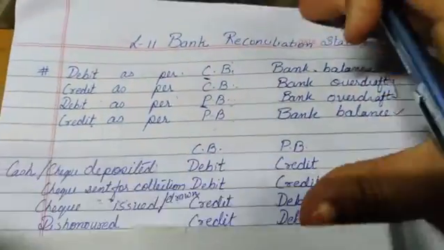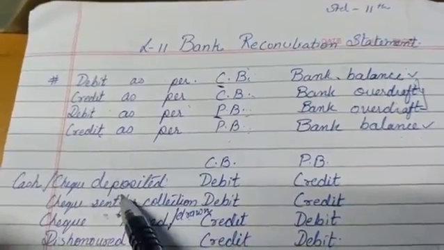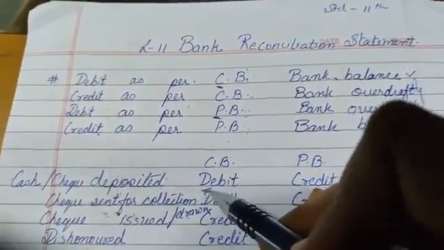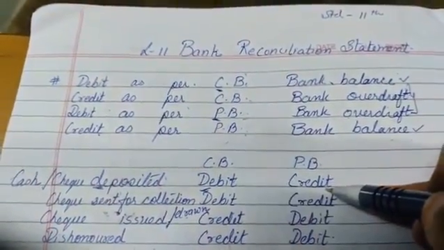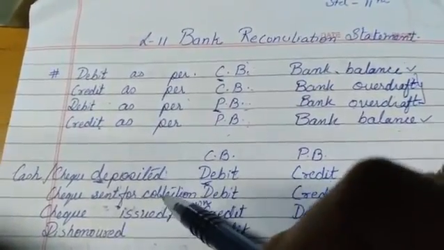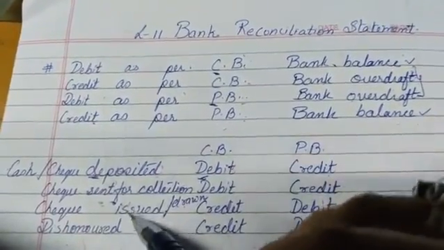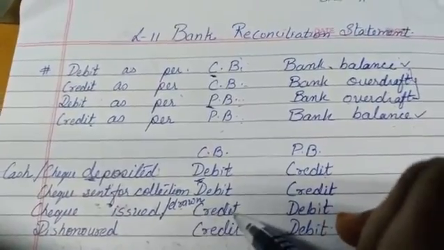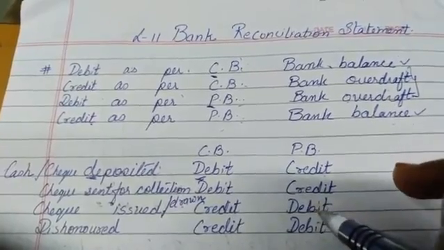Then see, I have also written this for you. Cash or check deposited: in the cash book, D for D, so deposit is debited, and in the passbook it will be credited. Check sent for collection is also the same. Deposited and sent for collection you will do the same thing, that is debit and credit. Check issued or drawn will be opposite to this. Here there will be credit and here there will be debit.